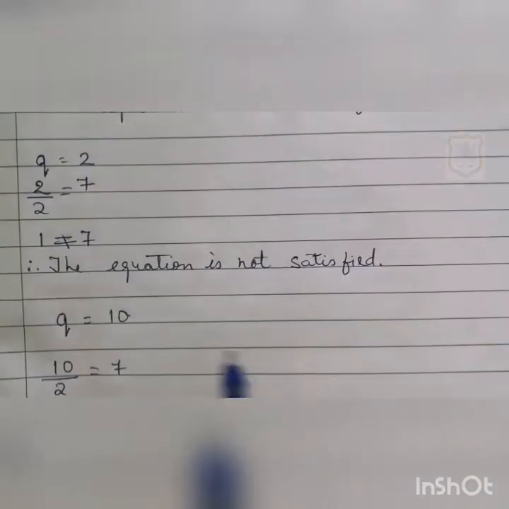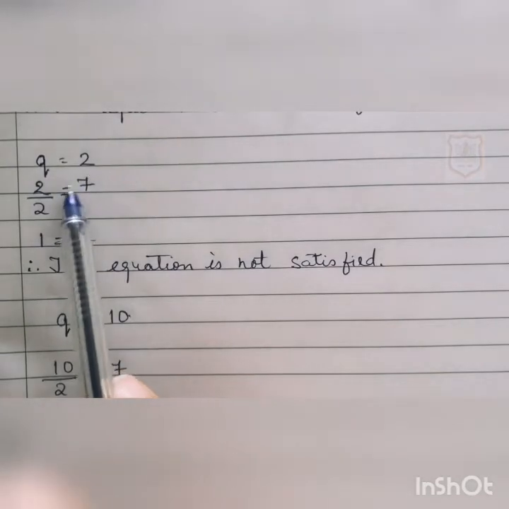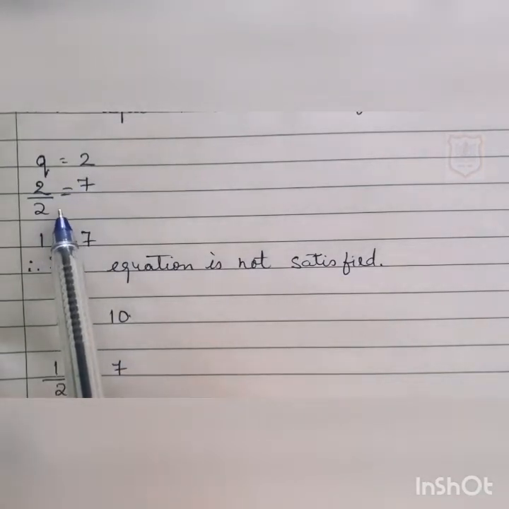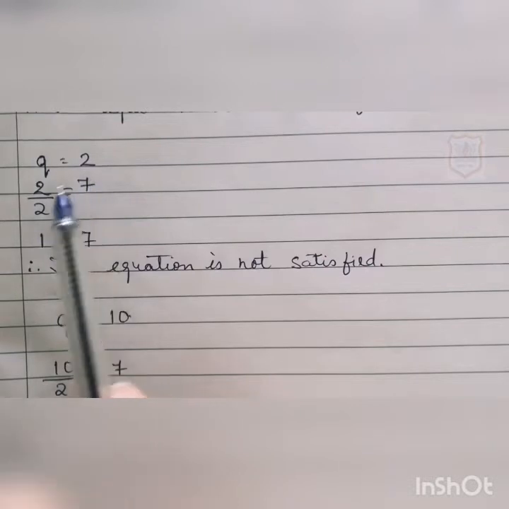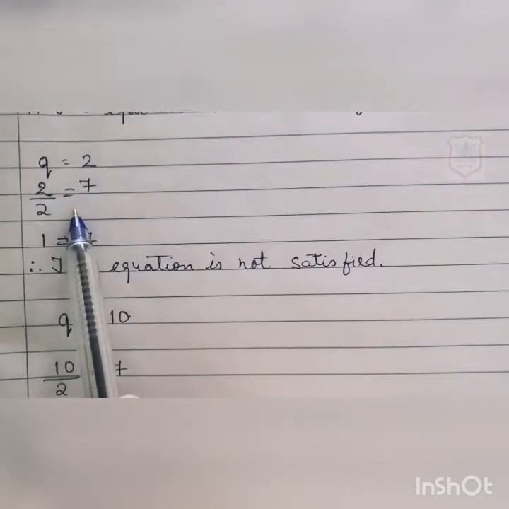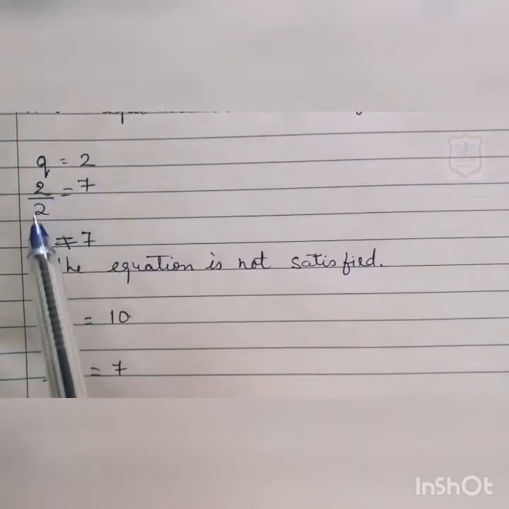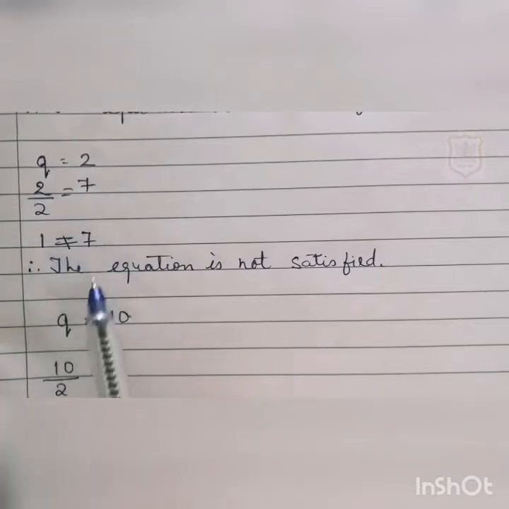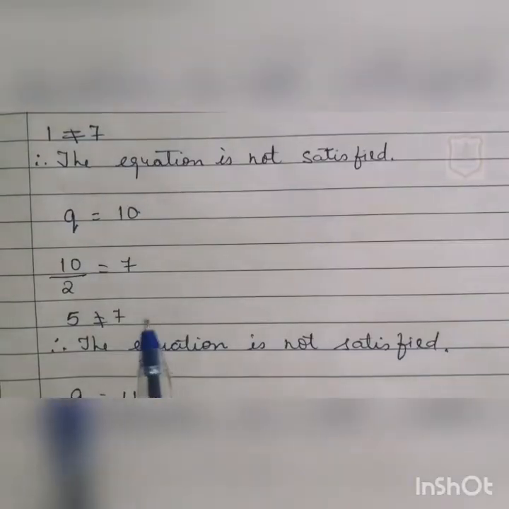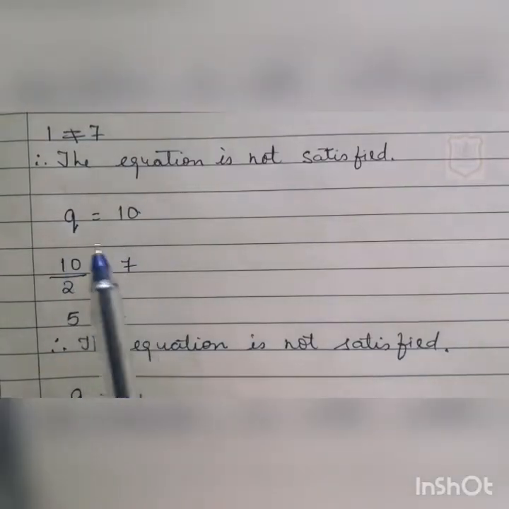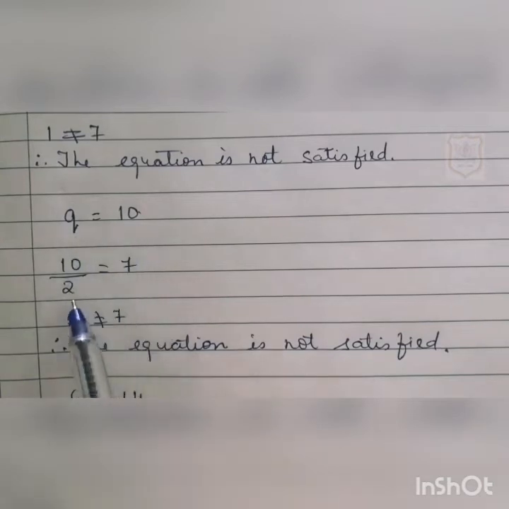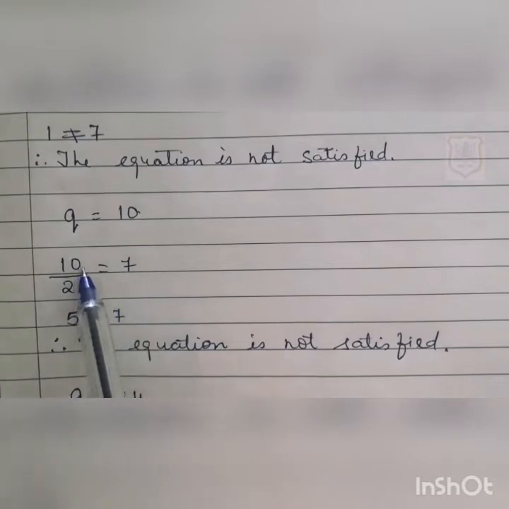Now we take Q is equal to 2. By putting the value in Q upon 2 is equal to 7, we know that 2 upon 2 is 1, not 7. So 1 is not equal to 7. Therefore, the equation is not satisfied. Now we'll take Q is equal to 10. So 10 upon 2 is equal to 7? But we know that 10 upon 2 is equal to 5, which is not equal to 7. Therefore, the equation is not satisfied.